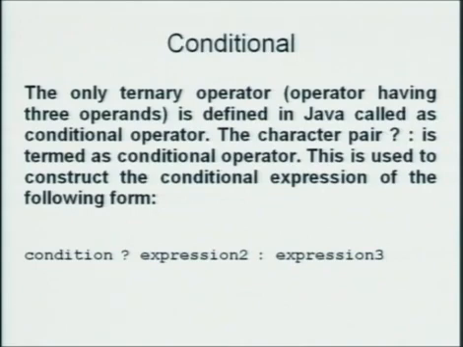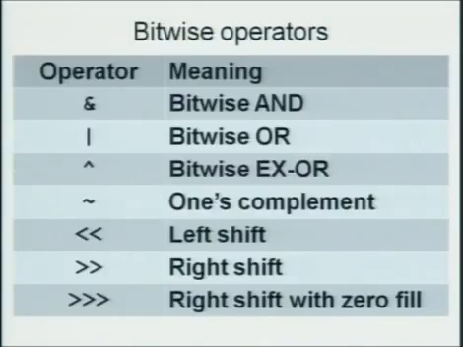It is used to construct the following expression. Look at this expression which is given here. Condition, then the question mark, then expression 2, then colon, and then expression 3. When the condition is true, expression 2 is executed. When the condition is false, expression 3 is executed. This is how the conditional operator performs the operations.